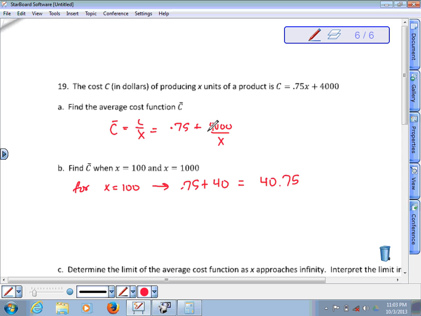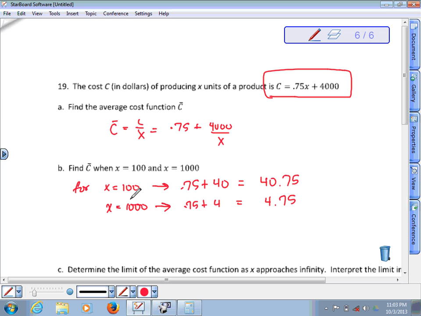Now, if we go back and take a look at the cost function, they have a pretty small unit cost. It's 75 cents per unit, but they have a pretty large initial cost of $4,000. So they're not producing very many with X equals 100. And because of such a high initial cost, their average cost is going to be rather high, but as they start to produce more, so for X equals 1,000, this is 0.75 plus 4,000 divided by 1,000, which is 4, so you can see that dramatically reduces the average cost per unit of producing that commodity.